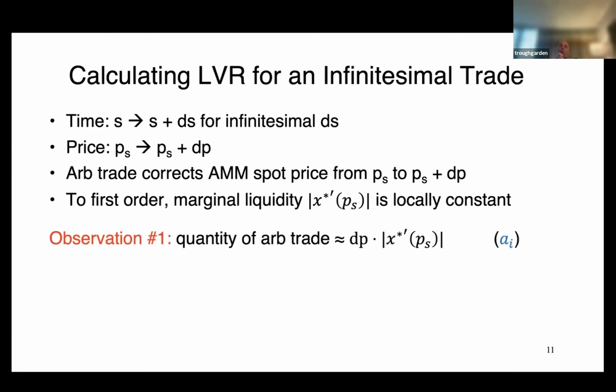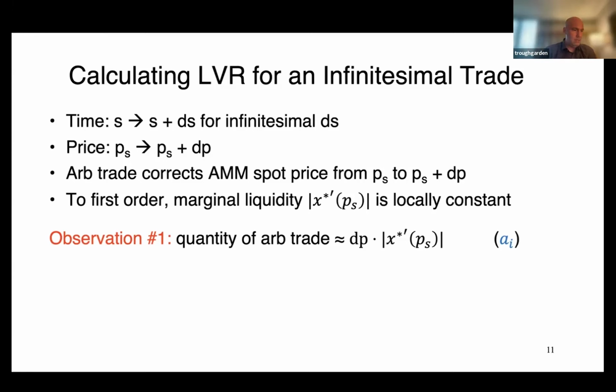Well, how far is the arbitrageur trying to move the price? It's trying to move it from PS to PS plus dP, so it's trying to move it dP units. How much does it have to trade to move it dP units? Well, what did we say? We said marginal liquidity is the rate at which you have to trade to move the price. So the quantity is going to be the amount you need to move the price, dP, times the rate you need to trade at, and that's the marginal liquidity. And this is analogous to the AI in our blue formula. That is the quantity of this infinitesimal arb trade.